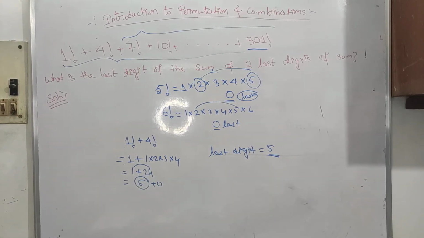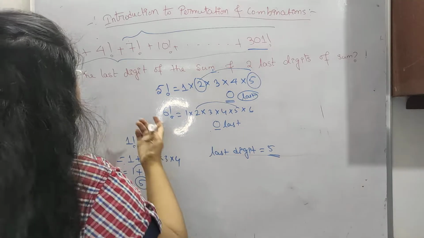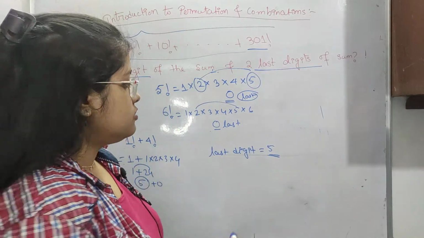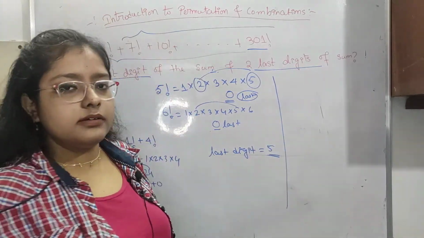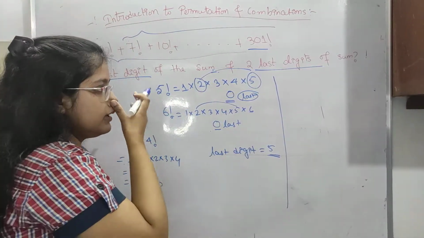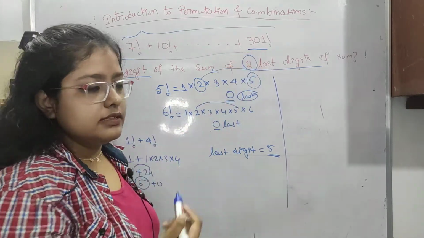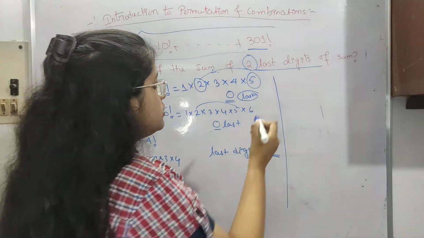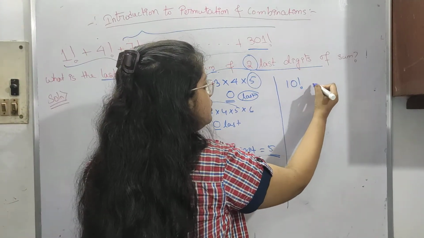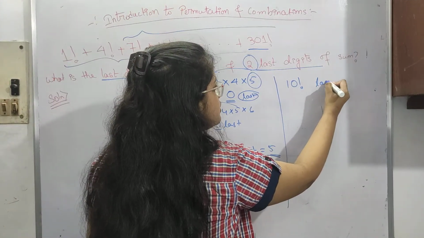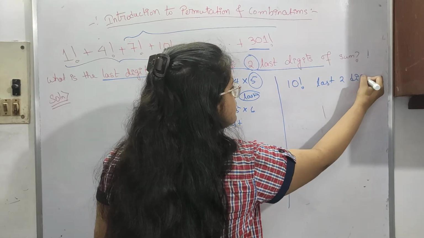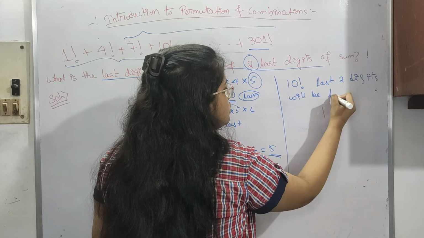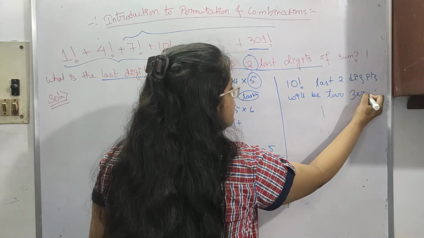Sorry, I missed out one. We have 2 questions here. The first part is asking the last digit and the second part is asking the last 2 digits. We have already seen the first one, only the last digit. Here we have to find out the last 2 digits. So look carefully. From 10 factorial onwards, the last 2 digits will be 2 zeros. Why?